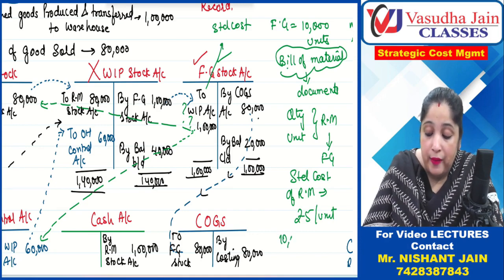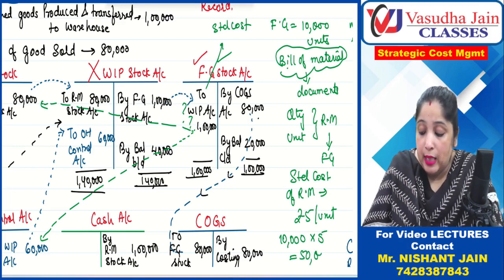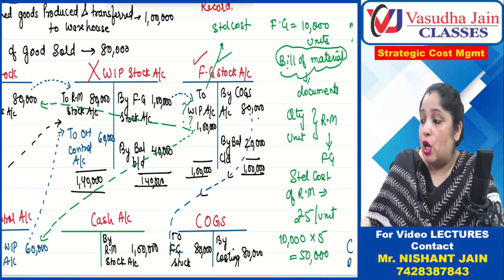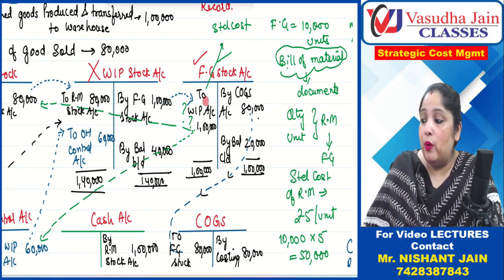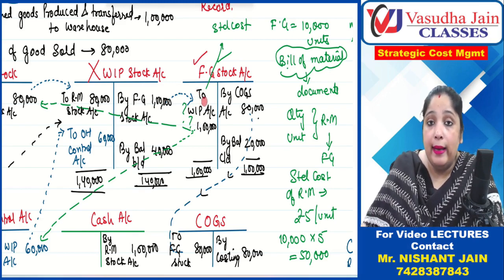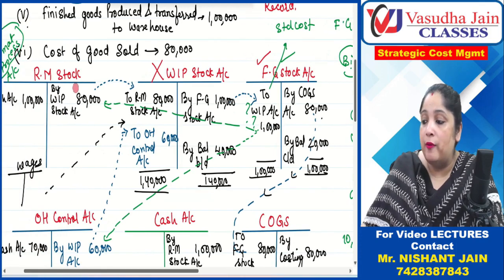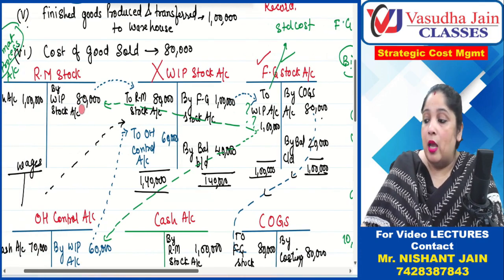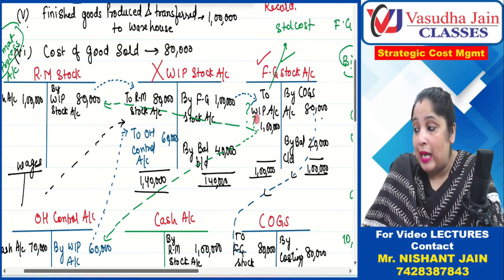Now since you have manufactured 10,000 units and 5 rupees of raw material should have been used per unit, basically 50,000 rupees of raw material should be used. So you will pass the entry here. Where my red mark is, you will write here to raw material account 50,000, and that raw material will come from the raw material account. Then the question will tell you how much overheads or conversion cost should be incurred, and that will be written here.